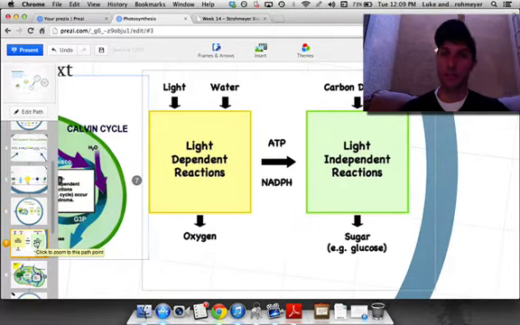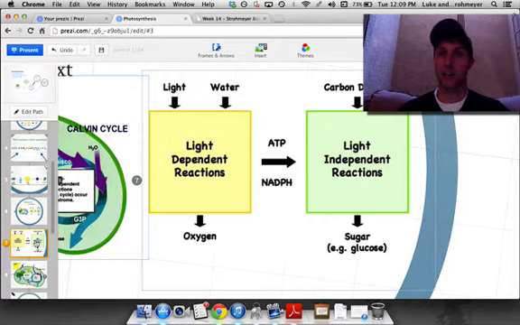Alright, so this is on your worksheet. You might want to pause this and take in this information. Again, testable material right here. Alright, so the light-dependent reactions take in light and water, and through a chemical process, they produce ATP, NADPH, and oxygen.